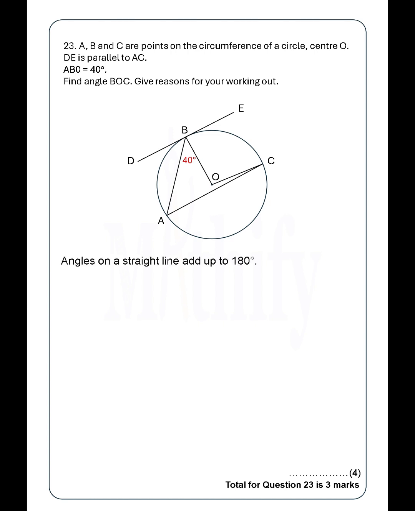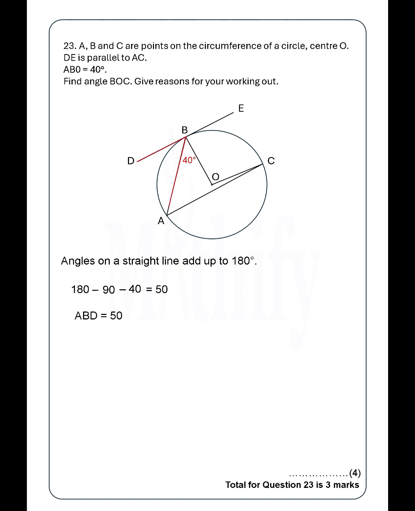Angles in a straight line add up to 180 degrees. We know angle ABO is equal to 40 degrees. We also know angle OBE, based on the rules from circle theorem: the angle between a tangent and a radius is always equal to 90 degrees. So therefore angle OBE is equal to 90 degrees. To work out angle ABD, 180 degrees minus 90 degrees minus 40 degrees is equal to 50 degrees. Therefore, angle ABD is equal to 50 degrees.